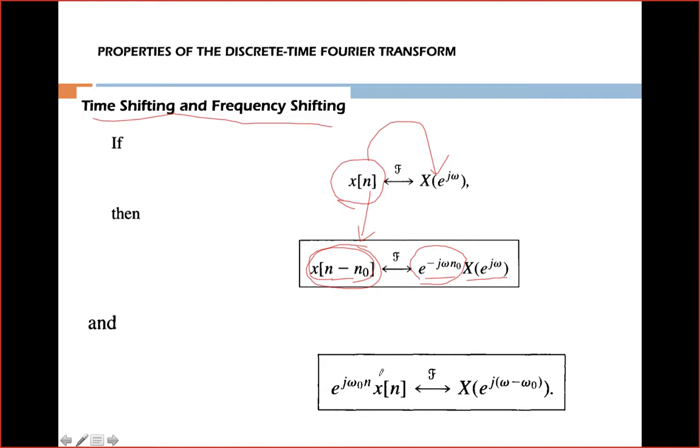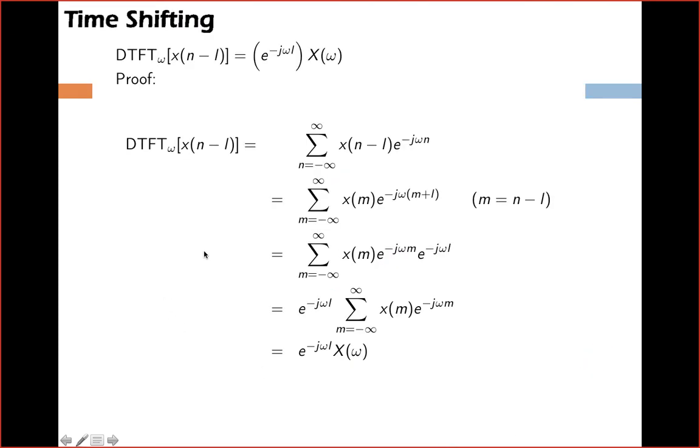Similarly, if you take the DTFT of e power j omega naught n into x of n, you will get X of e power j omega minus omega naught. This is a frequency shift, and the other one is a time shift. The first one is time shift and the second one is frequency shift. So, the proof for time shifting: here we are purposely introducing a delay or shift in the input signal and finding the DTFT.